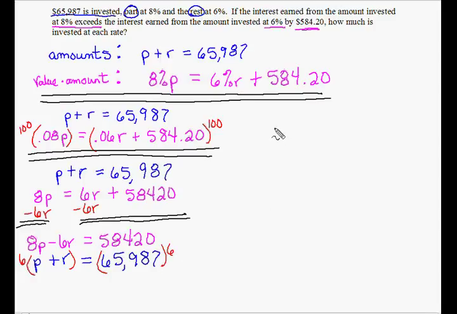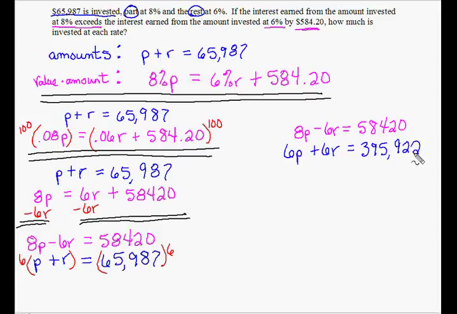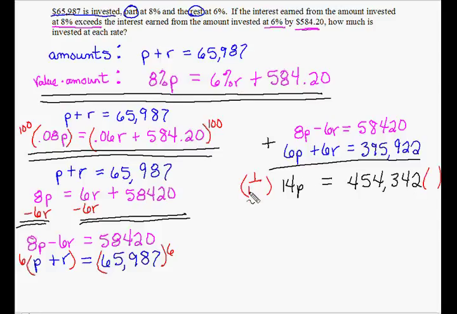I'm going to write this answer over in this location. We still have 8p minus 6r equals 58,420, and we now have 6p plus 6r equals 39,922. So if we were to add these two equations together, we would make our r's go away. We would have 14p equals 454,342. And then to get p alone, we would multiply both sides of the equation by the reciprocal of 14. And we get p is equal to 32,453.